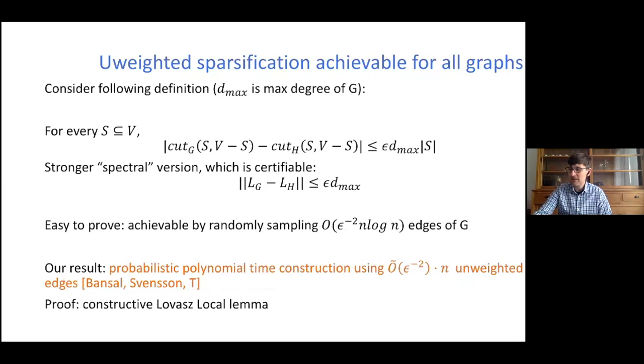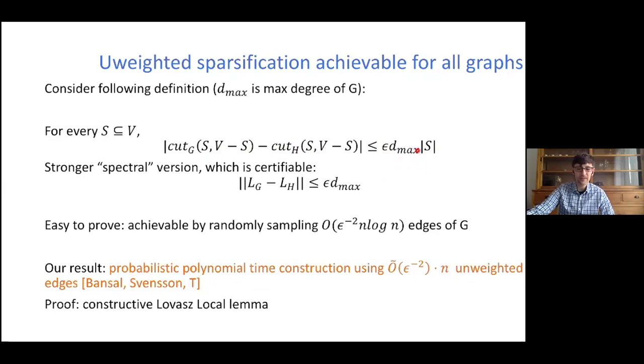Okay, so then we turn to a definition that is less trivial. It's not clear at all that it's achievable in general. And that was suggested by Shayanovic Garan. So here we would like to say that the error in approximating cuts between G and H is bounded, for now just think of G as being regular of degree D, by epsilon times the volume of S.